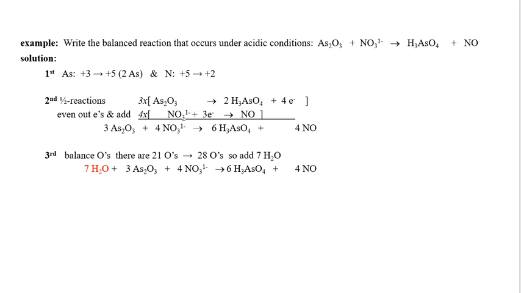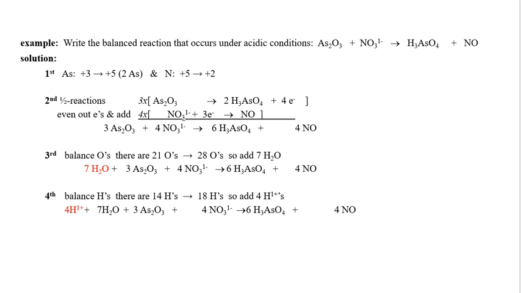Okay, we got 21 oxygens going to 28 O's, difference of 7. So over here, we're going to have 7 waters. Okay, balancing those H's, we have 14 H's going to 18 H's. So we need to add 4 more hydrogens to balance that out. Okay, and so that is our final balanced chemical equation.